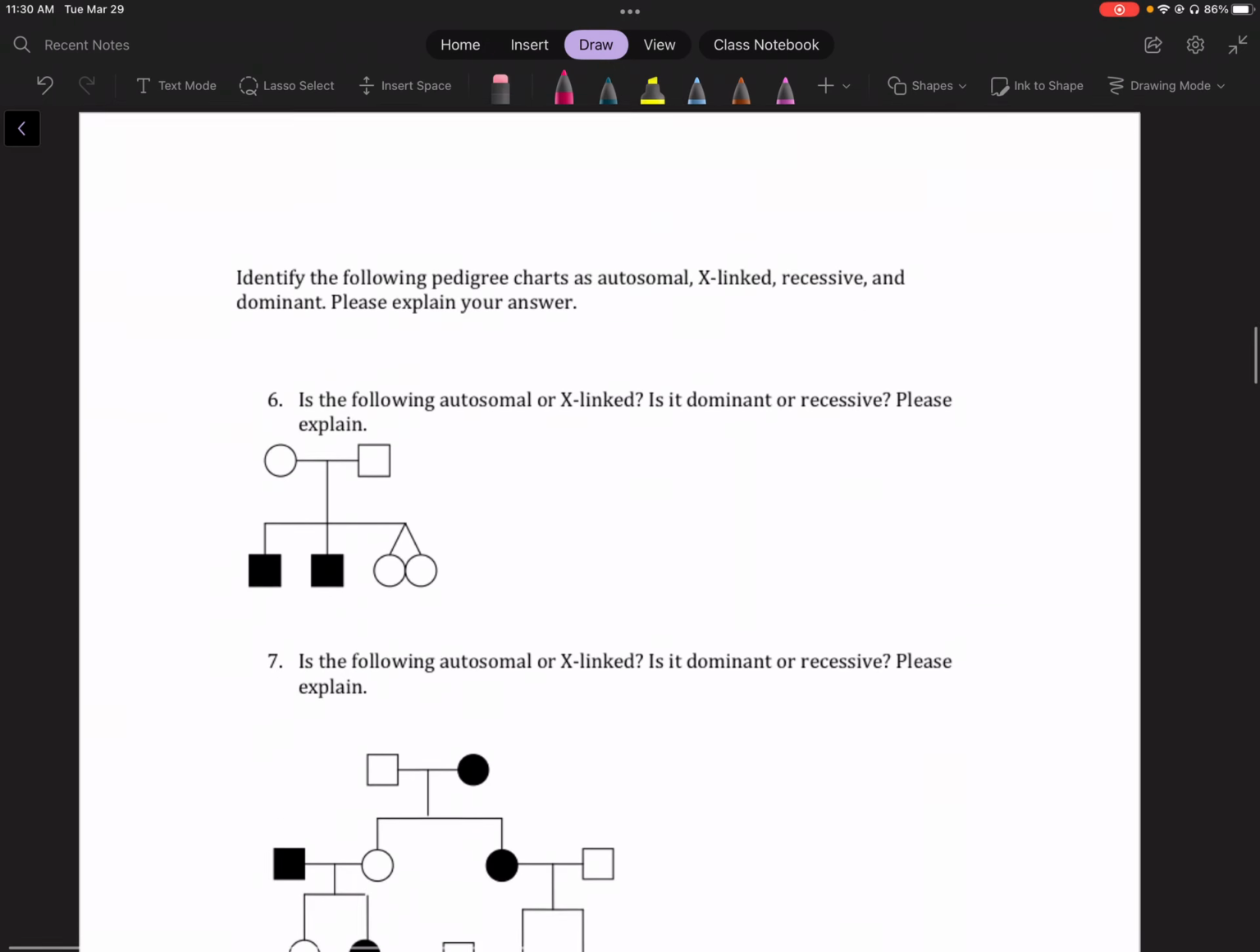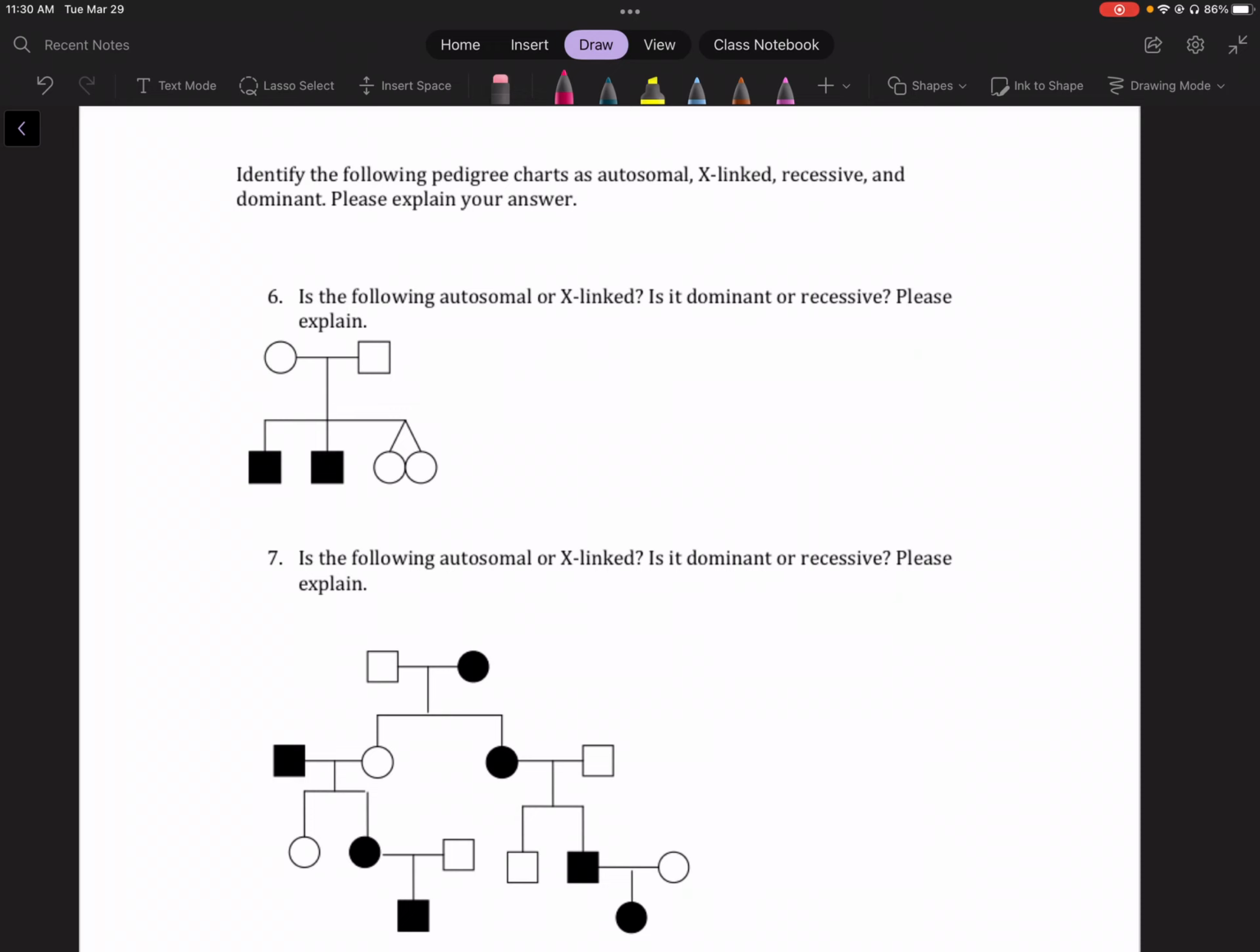All right. So now we're going to skip ahead. Within this, we're going to look at autosomal, X-linked, recessive, and dominant traits. So recessive traits are the lowercase letters, and the big thing to look for is that they skip a generation. For instance, looking at number 6, both parents do not have the trait, however, it shows up in the offspring. That would be an example of skipping a generation. While dominant is going to show up in every generation.